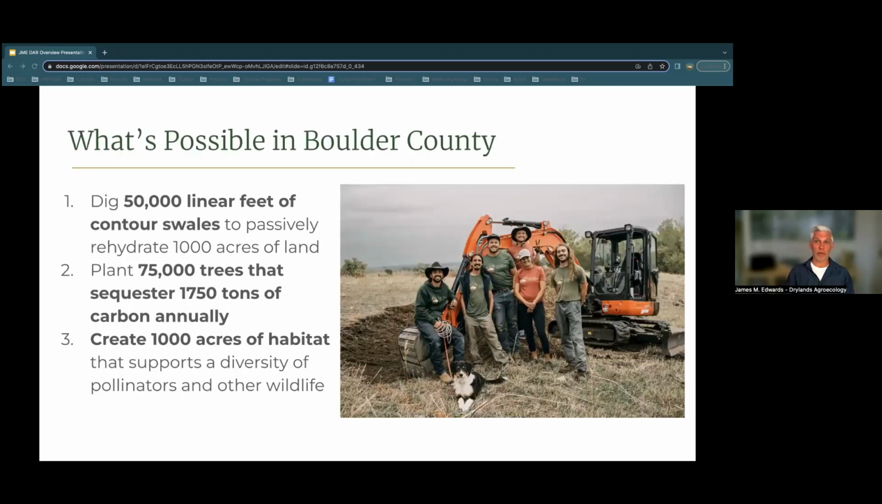So what's possible in Boulder County? Well, we are thinking that in the next 7 years, we're going to dig 50,000 linear feet of contour swales to passively rehydrate around 1,000 acres of land. We plan to plant 75,000 trees, and that will sequester 1,750 tons of carbon annually. And we're looking at creating 1,000 acres of habitat that's going to support a greater diversity of pollinators and other wildlife.